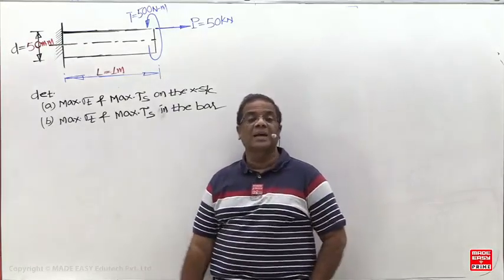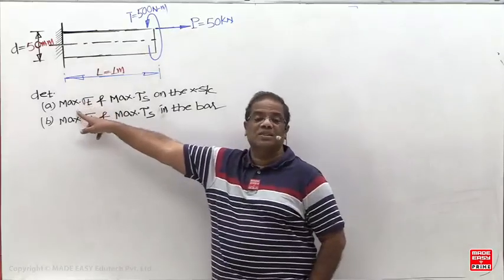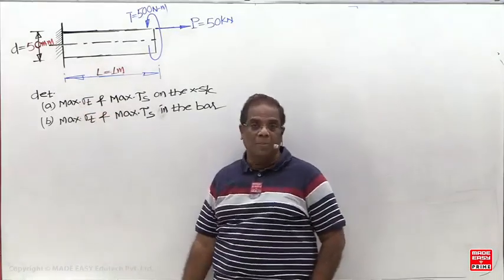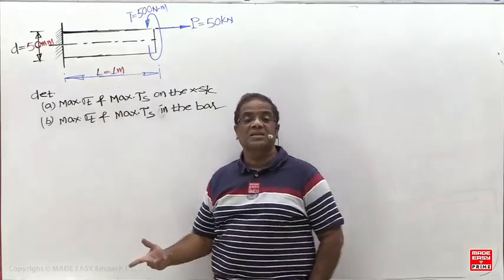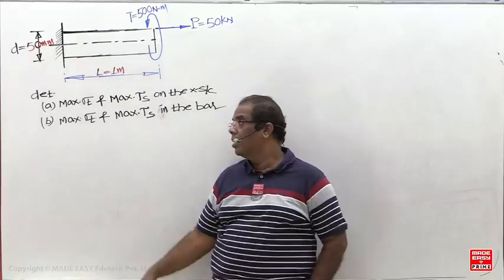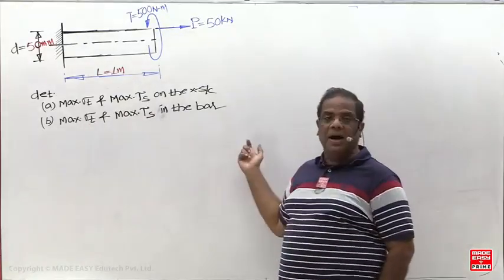So which stresses can be added? Axial and bending. So directly, what is the maximum tensile stress in the cross section? Sigma A plus sigma B max. What is the maximum shear stress on the cross section? 16T by pi d cube. But what is the next question now? Maximum tensile and maximum shear stress in the bar.